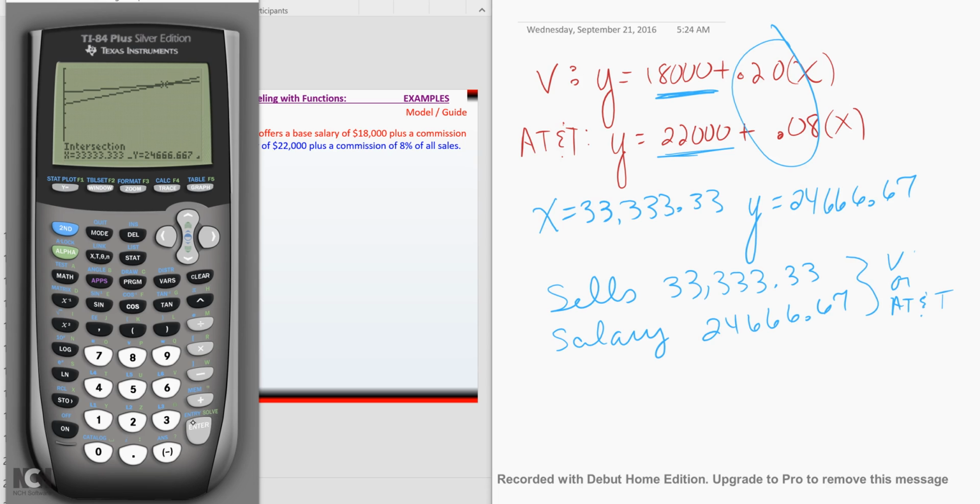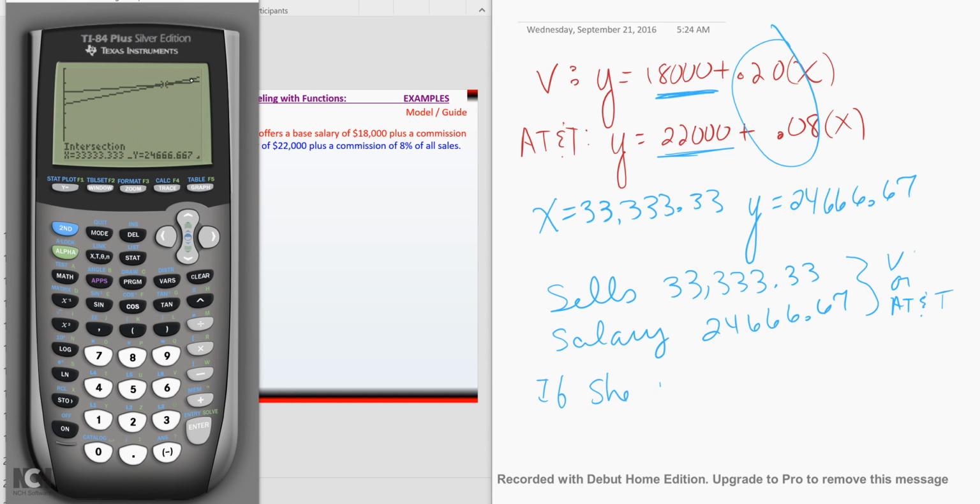Well, if you look at the lines, this first one down here is Verizon. I can tell because it starts at 18,000, so it starts lower. So this is the line. Right here, so at $33,333, before that point, she's going to make less money working at Verizon and more money working at AT&T. But after $33,000, if she sells more than that, she'll be making more money if she works at Verizon instead of AT&T.